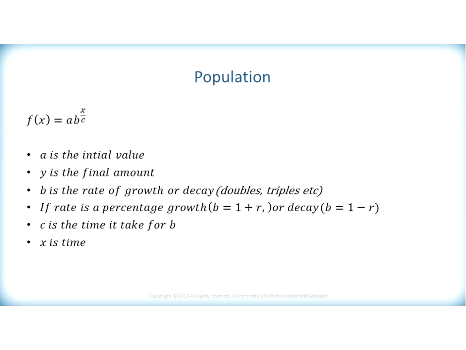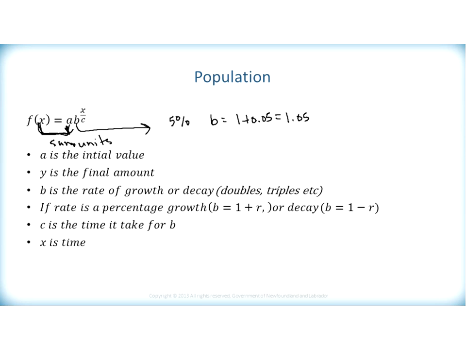When we're looking at population, we have a, of course, as the initial value, the y-intercept. y, or f(x), is also the final amount. They are going to be the same units again. b is the rate, the growth, whether it's decreasing or increasing. We have to watch out: if, for example, the population increases 5%, then our b will be equal to 1 plus 0.05, which is 1.05.